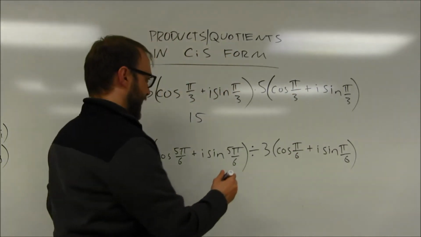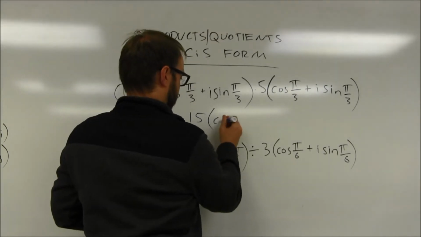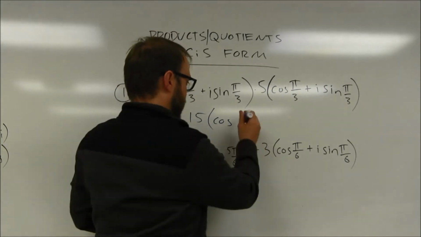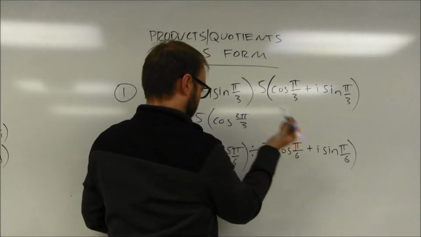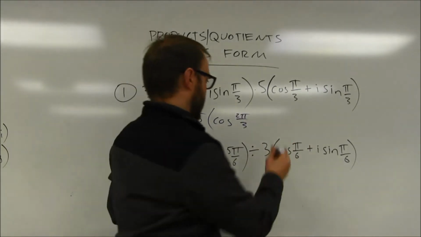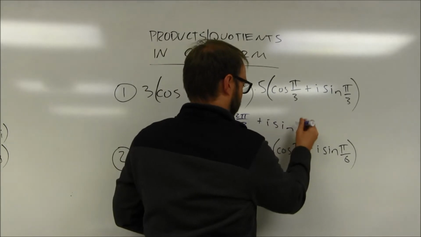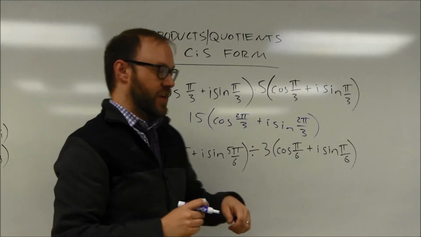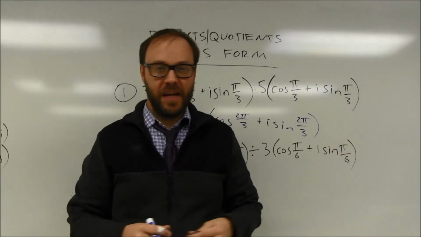So you're going to add those two angle measures. It's going to be cosine of, if you add the two angles here, 2 pi over 3, or 120 degrees, plus i sine of 2 pi over 3. The angle measures in those positions should be the same.